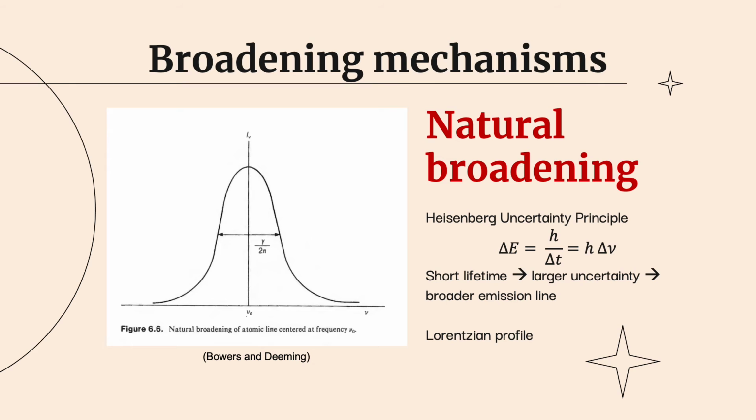The shape of this emission line broadening is called a Lorentzian profile. The broad wings on either side come to a narrower core at the peak.